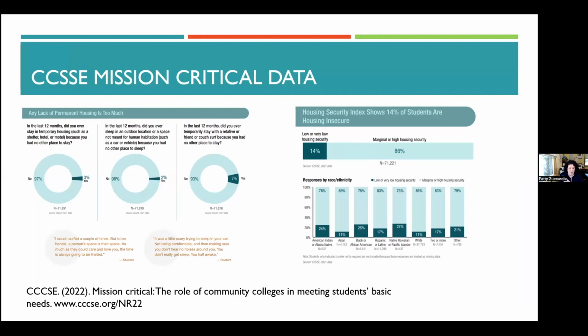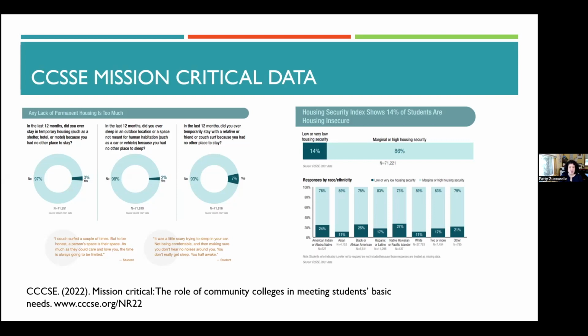One of my favorite recent documents on this particular issue comes from CCSSE. They're the folks that do the Community College Survey of Student Engagement. And during the pandemic, they added a module of questions about basic needs and basic needs security issues. So they looked at housing and also food insecurity, and then issued this report in 2022. One of the caveats, though, was that they think it was likely underreported because we were doing it during the pandemic.